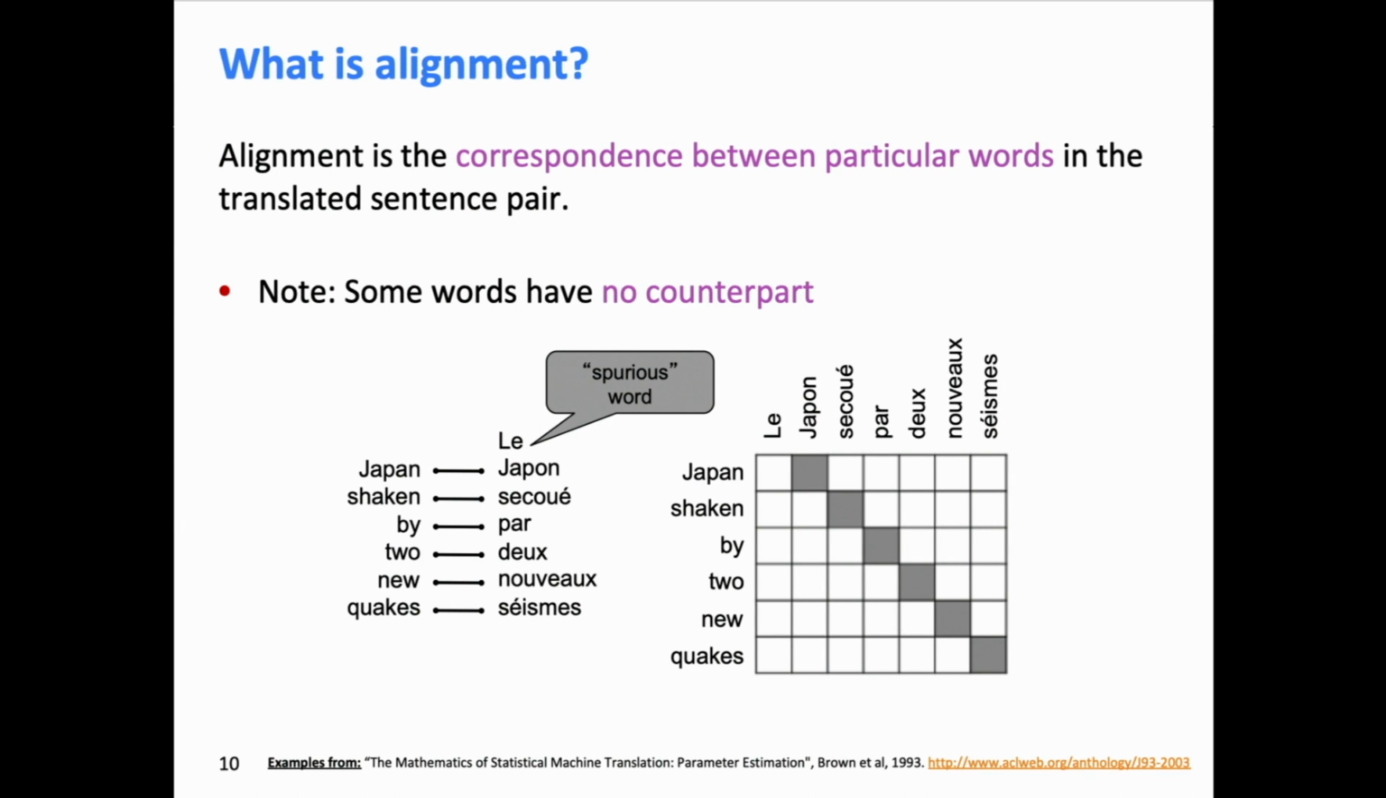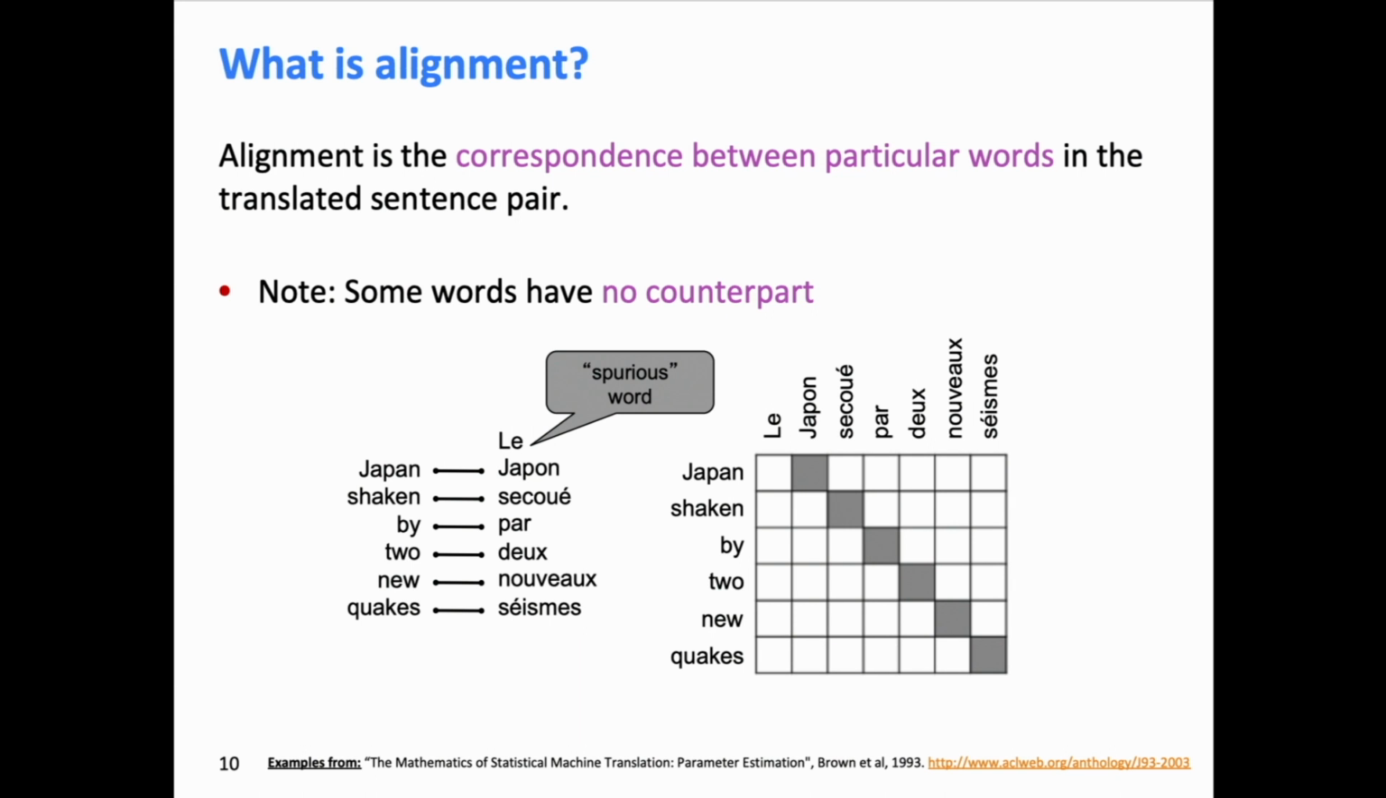So in this example where we're translating the sentence, Japan shaken by 2 new quakes to French, then you can see there's a pretty simple one-to-one alignment here of English words to French words, and also they appear in the exact same order. The only thing that doesn't conform to that is the word le in French, which we call a spurious word because it doesn't have a direct counterpart in the English sentence. And that's because in English we just say Japan, but in French we say le Japon.